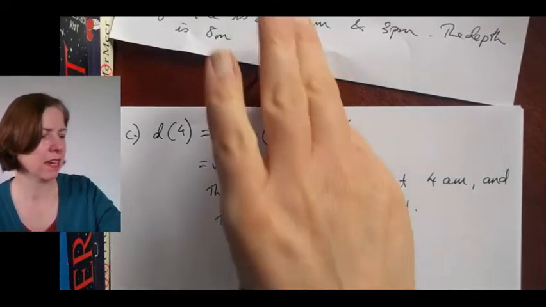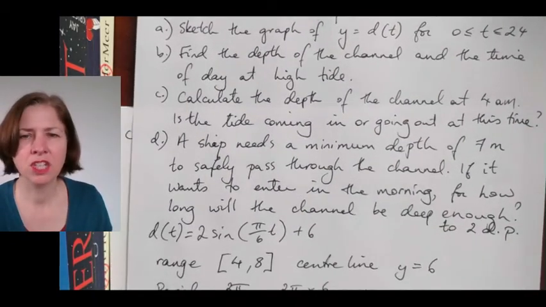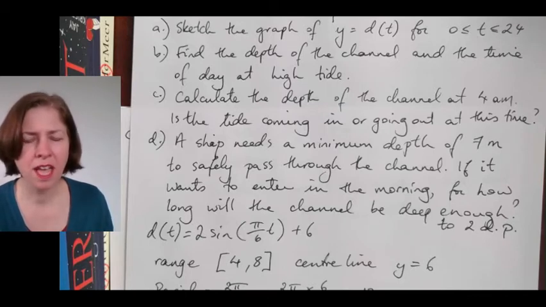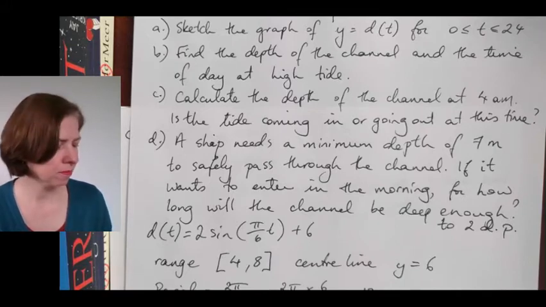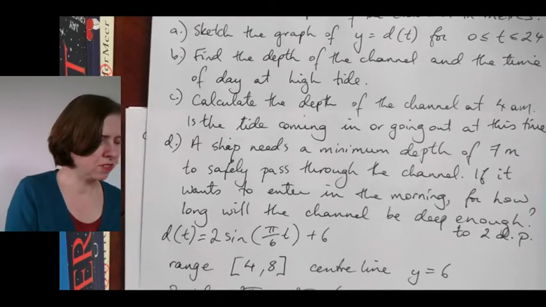All right. Now, the most complicated question, but it's not really that complicated, is D. A ship needs a minimum depth of 7 meters to safely pass through the channel. If it wants to enter in the morning, for how long will the channel be deep enough? And I'm going to calculate my answer to 2 decimal places. So what am I really looking for here? I want to know when the depth is 7.